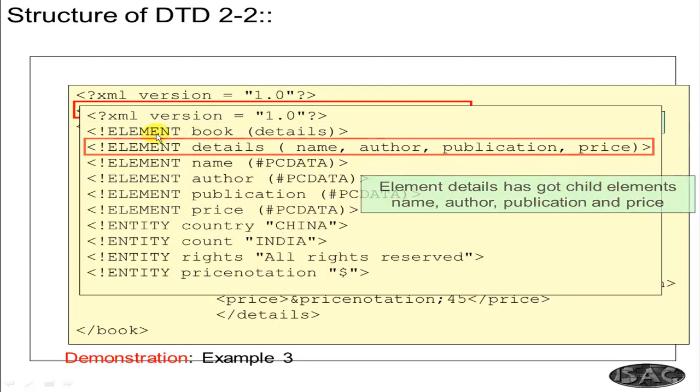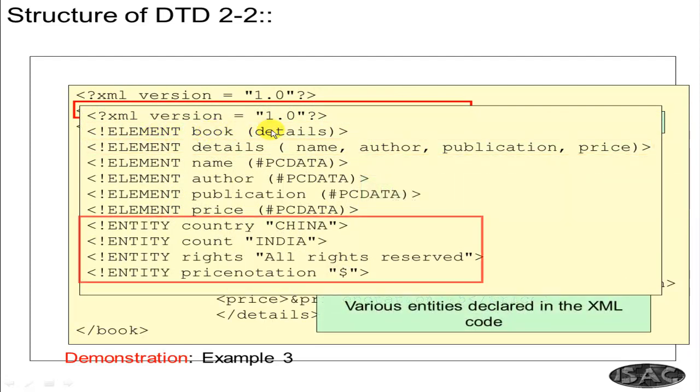First it says there should be a book, and inside that there should be a details child element. The details element will have children called name, author, publication and price. Name will have character data, author will be character data, publication will be character data, price will be character data. Country will be fixed like China, another country will be fixed like India, rights will be fixed like all rights reserved, price notation will be fixed like dollar.